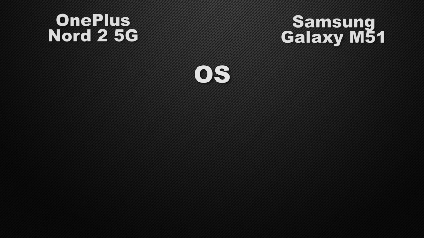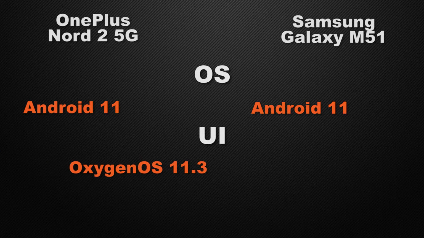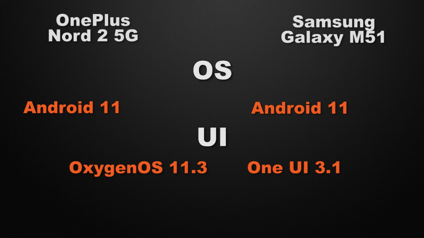Moving to the performance of the devices, let's start with the operating system of the devices. Nord 2 has Android 11 support. On the other side, M51 also has Android 11 support. So it's a tie. And about the user interface of the devices, Nord 2 has Oxygen OS, whereas M51 comes with One UI. So it's a tie because both of the user interfaces are different.